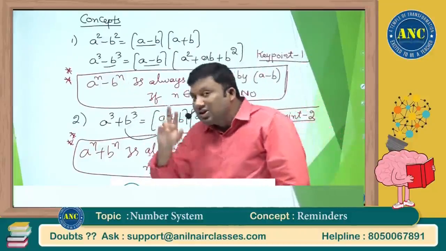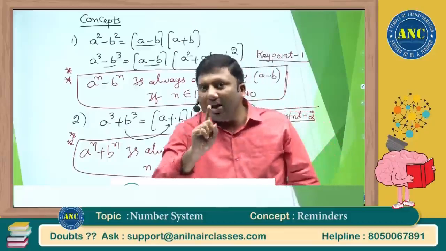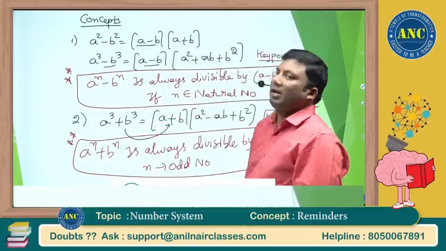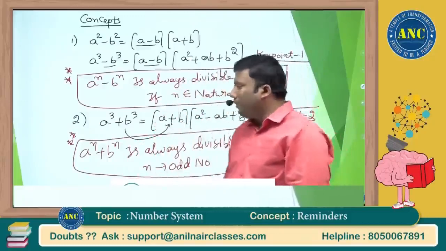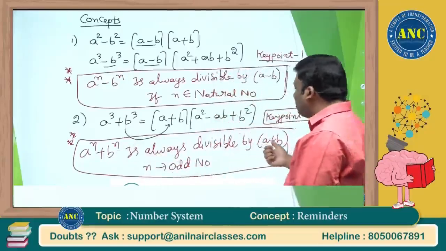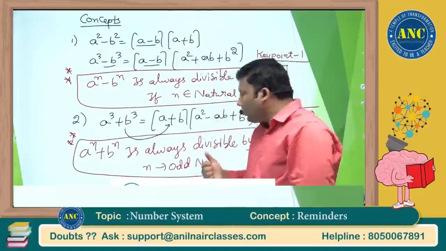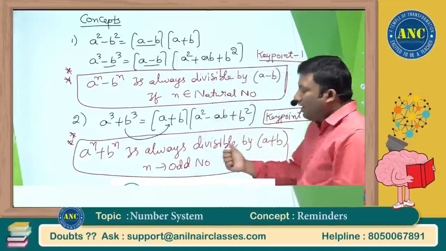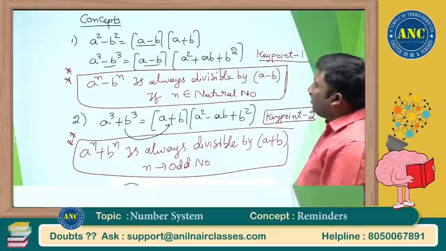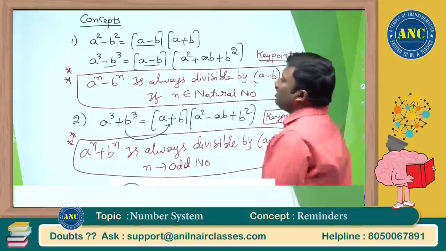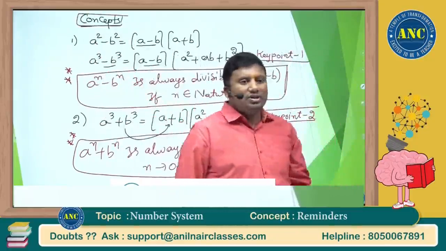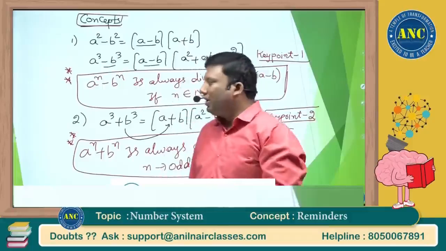A power n minus B power n, if n is a natural number, is divisible by A minus B. A power n plus B power n is always divisible by A plus B if n is an odd number. These are the two important concepts. Based upon these concepts, let us solve some problems. I hope it is clear.